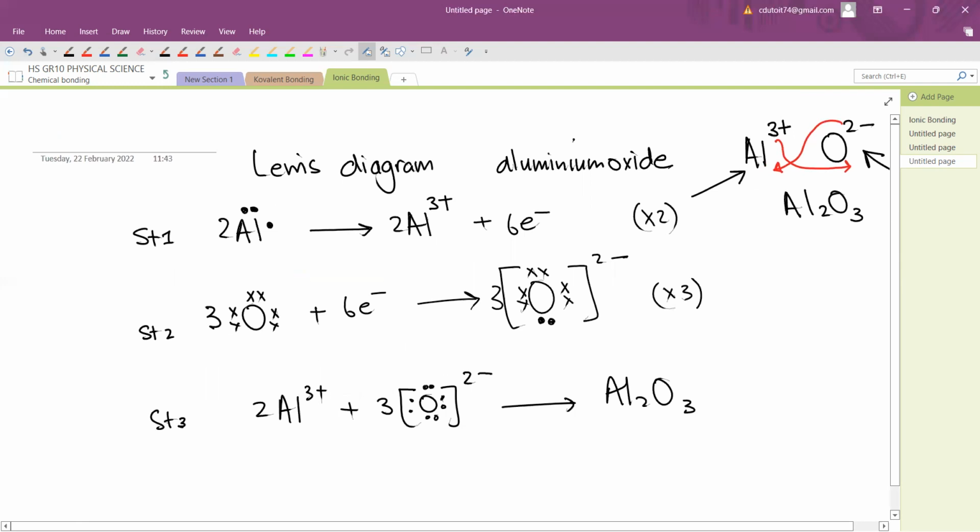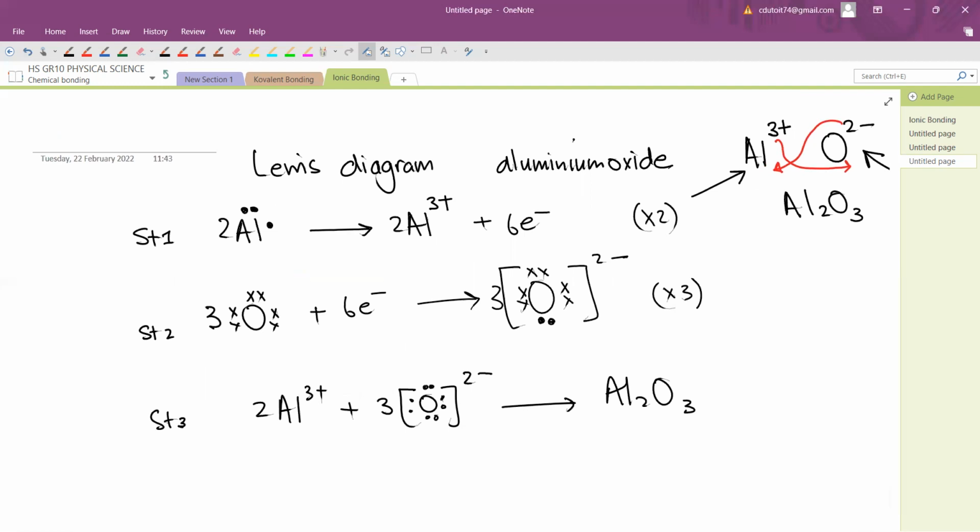Okay, so how do we differentiate between covalent and ionic bonding? Ionic bonding is a metal connected with a non-metal, and covalent bonds are non-metals only. Let's do one of these Lewis diagrams. One more. This one you're going to do on your own.